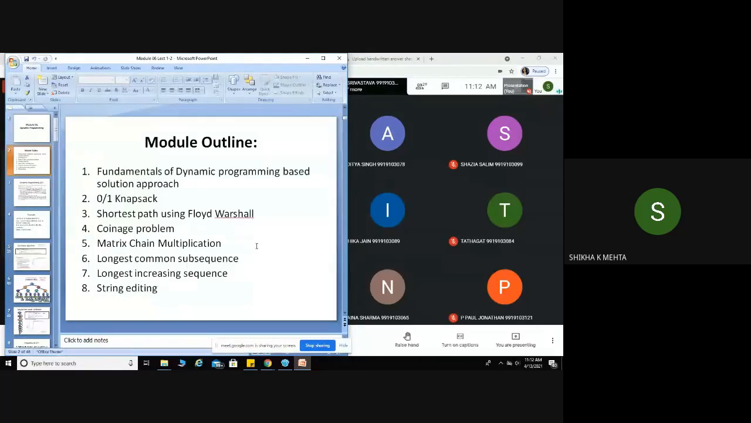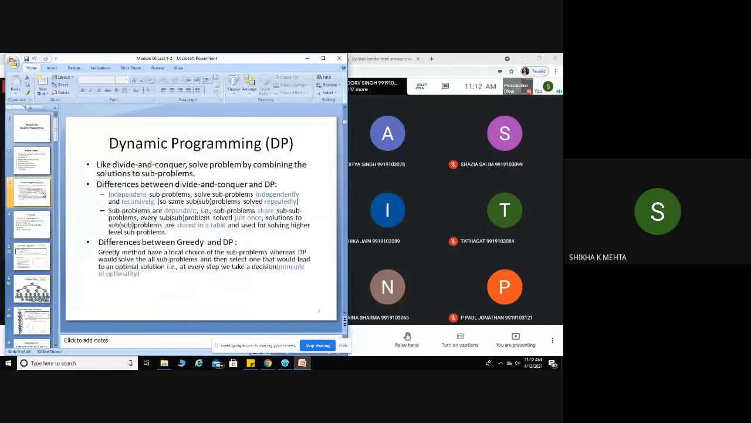So these are the various problems that we try to solve using dynamic programming, and it is good at solving these kinds of problems. As we have already discussed, what is the difference between the divide and conquer strategy and dynamic programming.